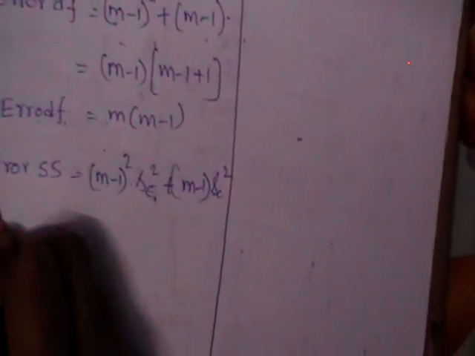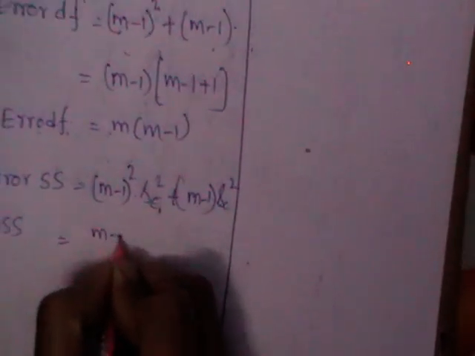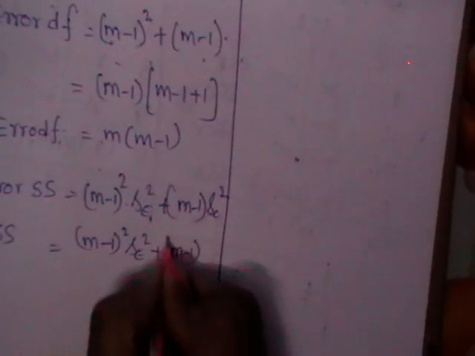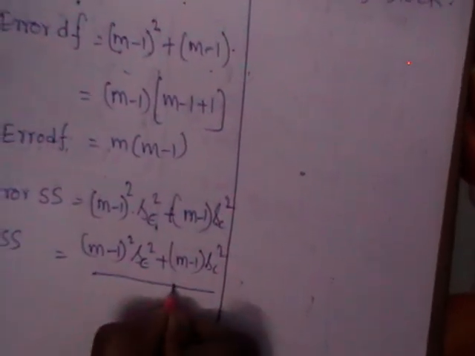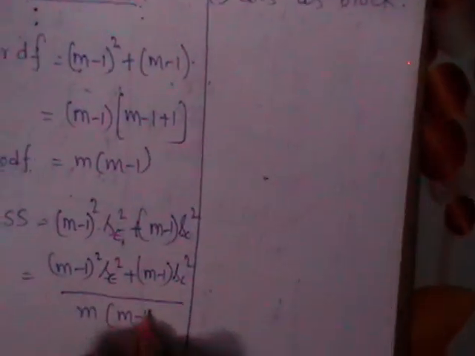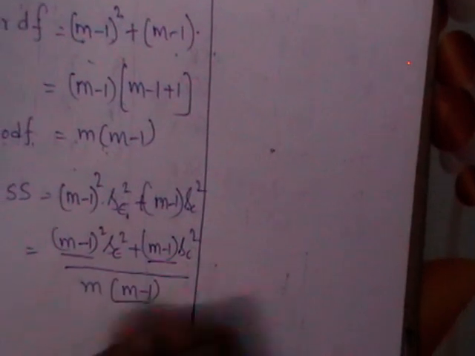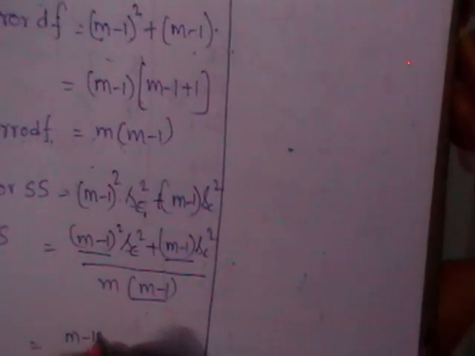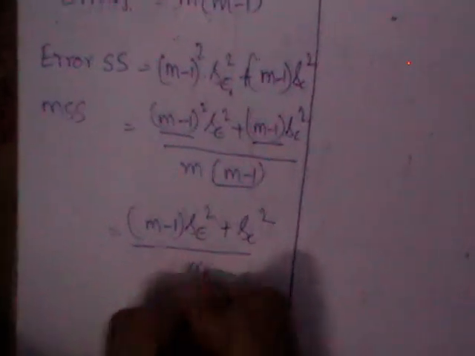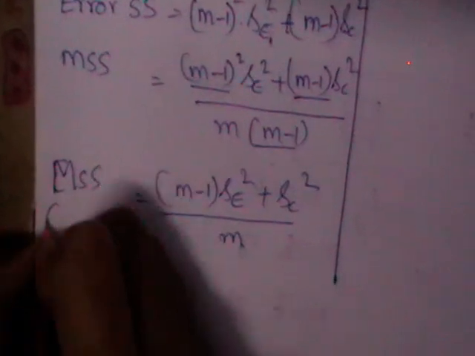How do you get the mean sum of squares? Mean sum of squares is equal to m minus 1 whole square SE square plus m minus 1 into SC square, divided by its degrees of freedom. How much do you get here? The degrees of freedom here is m into m minus 1. Here m minus 1 will get cancelled. You will get m minus 1 into SE square plus SC square, by m. This is nothing but the mean sum of squares in RBD by treating rows as blocks.